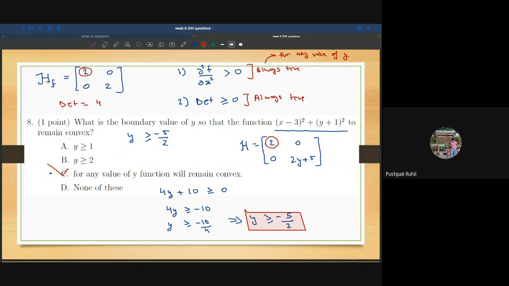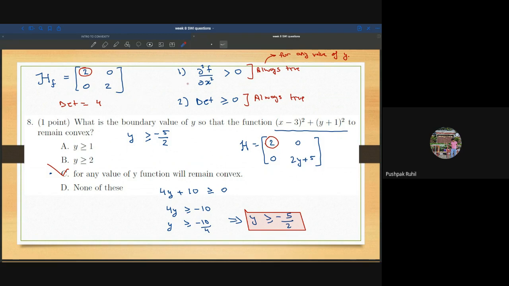You calculate the Hessian matrix, and the Hessian matrix for this particular function is given over here. It would be 2, 0, 0, 2. If you differentiate it twice with respect to x, you're going to get 2. With respect to y, you're going to get 2. Because x and y are not together, you get 0 and 0 on the other diagonal elements. So fine, this is the Hessian matrix.